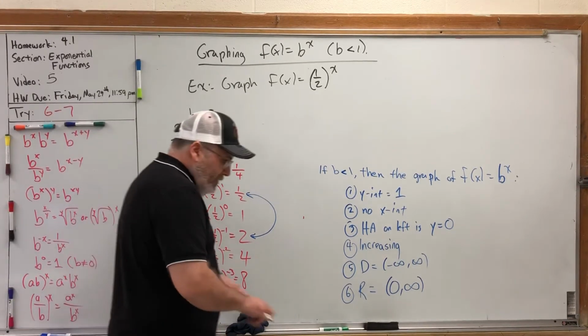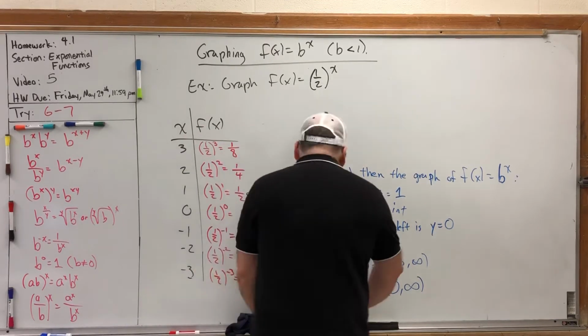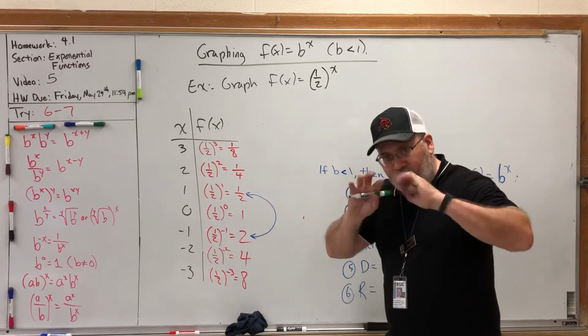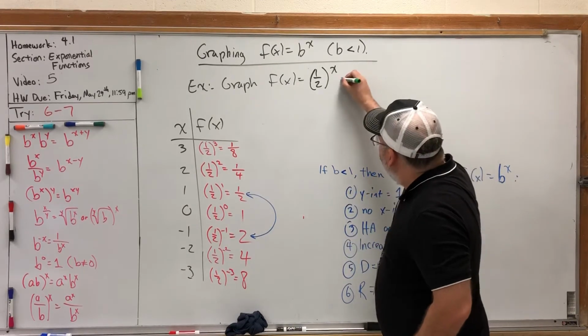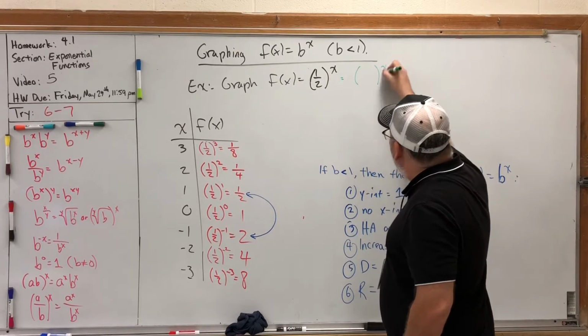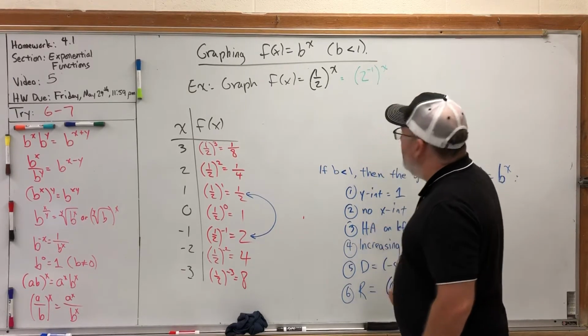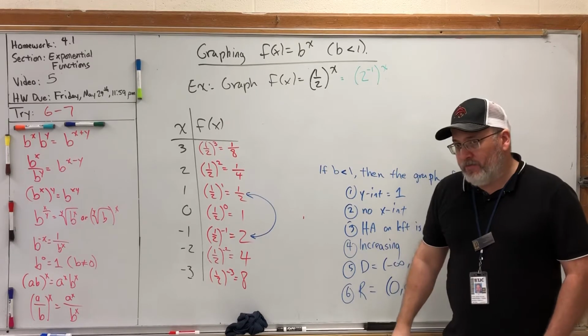So I'm going to do a little bit of what I call smoke and mirrors. I'm going to take this function and I'm going to manipulate it. I'm going to massage it a little bit, make it look different. How am I going to do that? Well, first I'm going to go inside where the 1/2 is and write it as 2 to the negative 1 power. Think about it. That's a legitimate move.